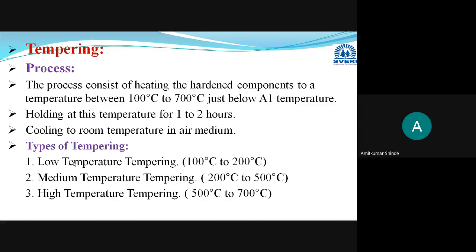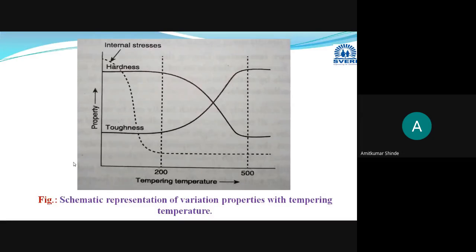Now, the property changes occurring in this tempering process are mentioned in this diagram, depending on the tempering temperature, which is plotted on the x-axis, and the properties are plotted on the y-axis. Here it is mentioned internal stresses. You can see from the curve that internal stresses will get eliminated in all three tempering processes.